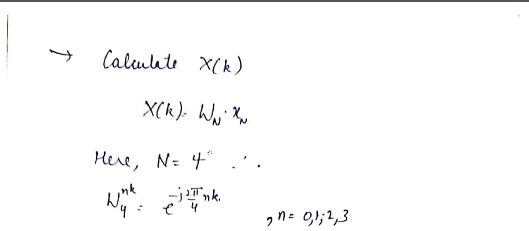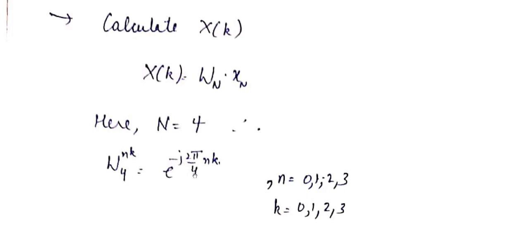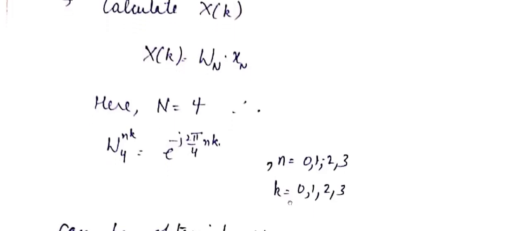Now how can we calculate X(k)? We have the DFT formula to calculate X(k) using the twiddle matrix W. Here capital W represents the twiddle matrix, and capital N is 4, so I need the fourth twiddle matrix. The twiddle factor is given by e raised to the power minus j 2 pi by 4 n k, where n runs from 0 to 3 and similarly k runs from 0 to 3. We can keep these values, solve this complex exponential, and get the W4 matrix.